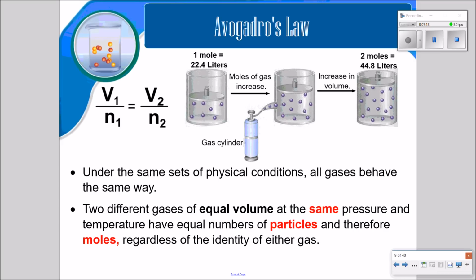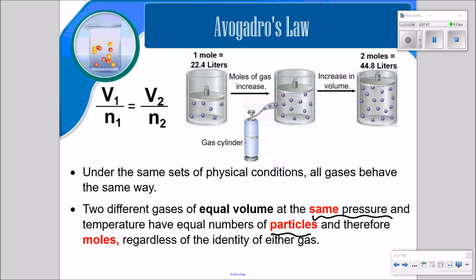So now we're going to talk about Avogadro's law. This is sort of the ultimate common sense law of gases. What it states is that two different gases of equal volume at the same pressure and temperature have equal number of particles and therefore moles regardless of the identity of either gas. Under the same sets of physical conditions, all gases are going to behave this way.